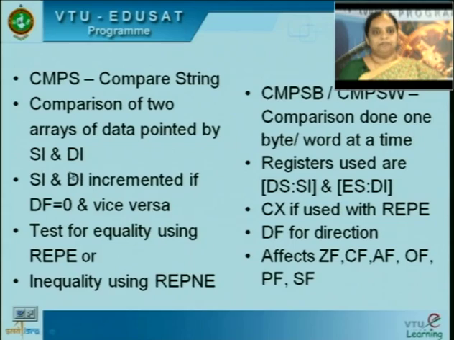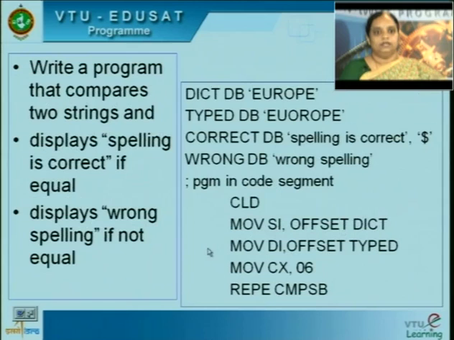Here, as you know, the compare operation will compare and affect the flags without loading the data. So a simple program compares two strings and displays "spelling is correct" if equal or "wrong spelling" if it is not equal. Let us say you have a dictionary word like Europe, which is a correct spelling, but what is typed is something else, E-U-O-R-O-P-E. As soon as you type, generally you get a red color on your word, but how does it happen in the ALP? For this we have to display two messages. One is the correct message, spelling is correct, and the other is a wrong message which says wrong spelling.